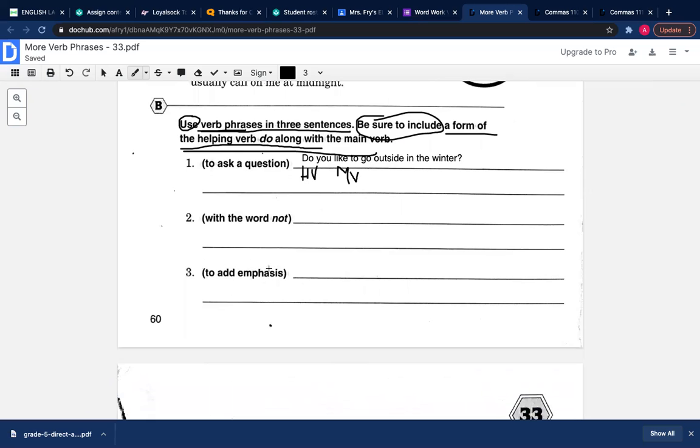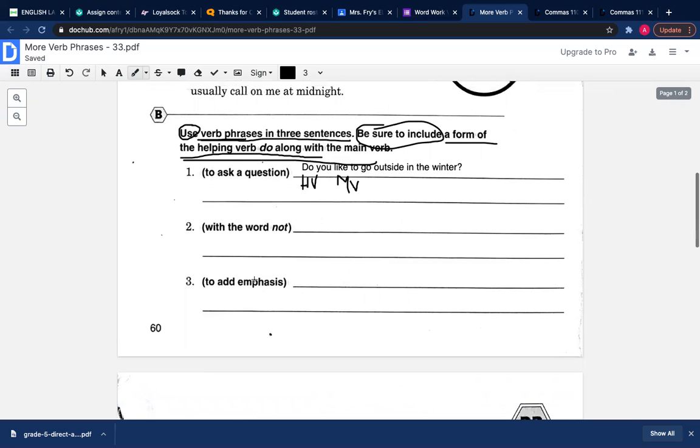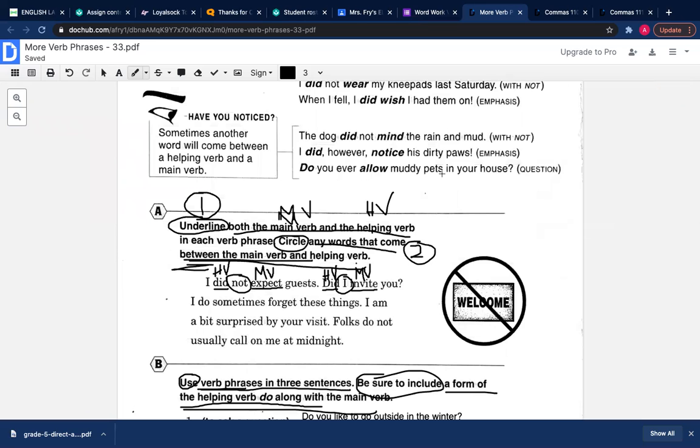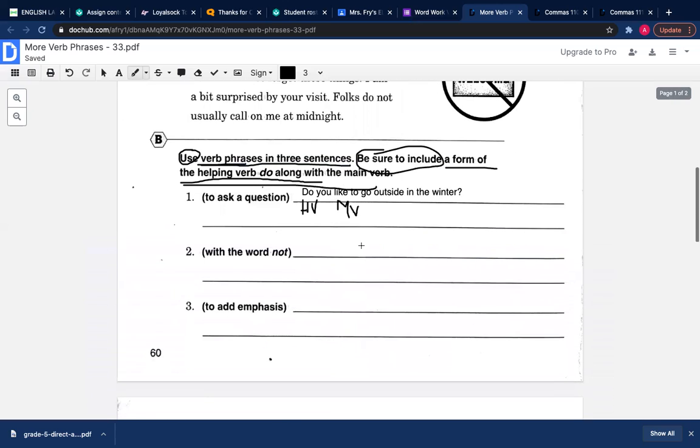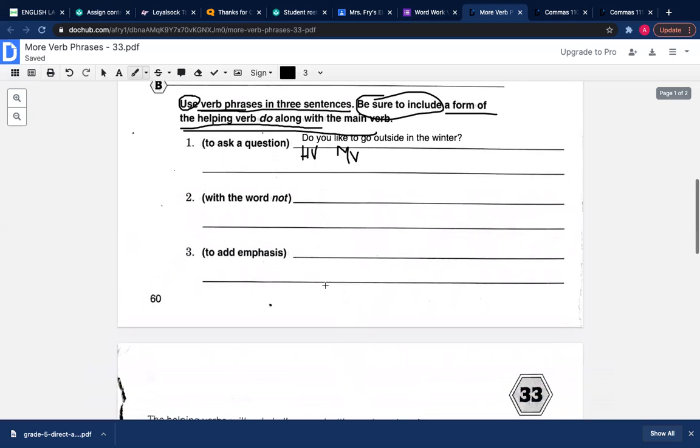Now, you need to check for emphasis and write a sentence using do to add emphasis. Okay? So look up here. When I fell, I did wish I had them on. Or I did, however, notice his dirty paws. You can do any of those. Okay? So if we're adding emphasis, I do believe we all have our own benefits. Okay? I do believe we all have our own attributes. All right? That is one example.